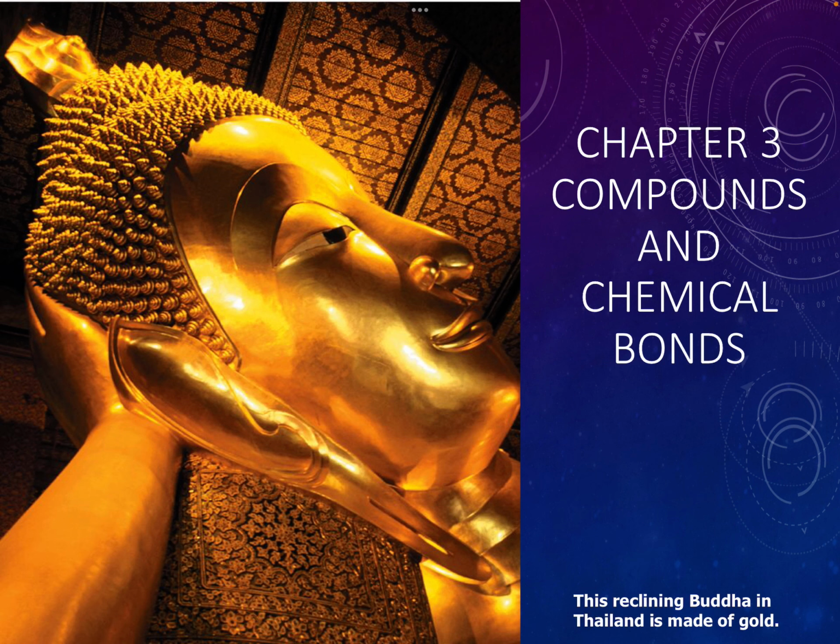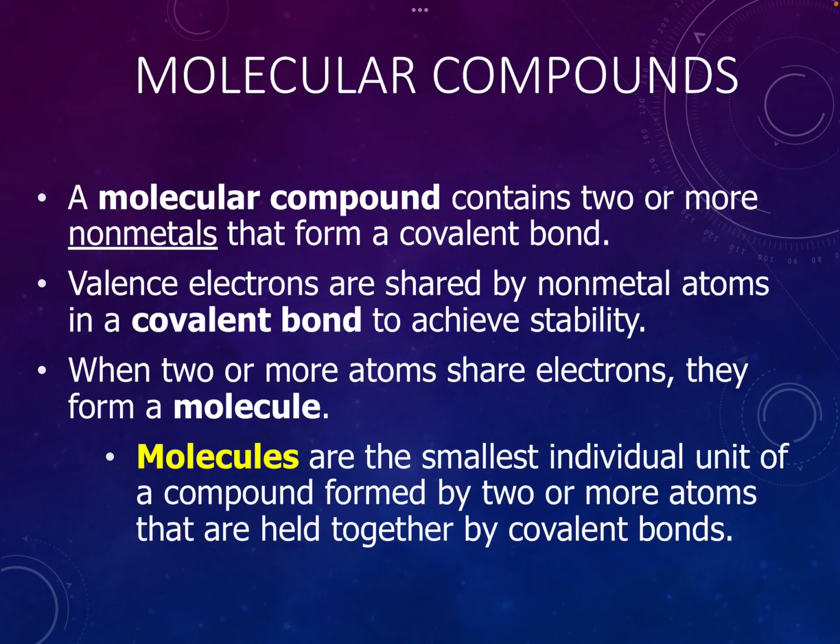Today, our focus is going to be on molecular compounds, ones that are formed by a covalent bond when nonmetals share electrons. We're also going to look at how to tell whether something is ionically bonded or covalently bonded just by looking at the name or the chemical formula. And then we'll wrap up today by learning how to name and write the formulas for acids. So lots to cover today. Let's get started.